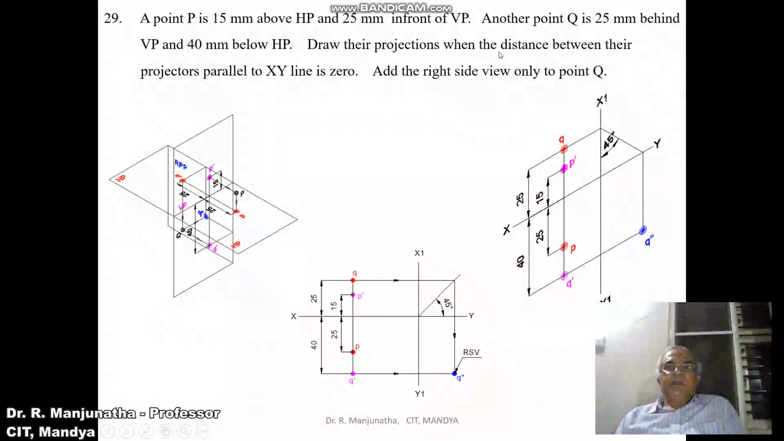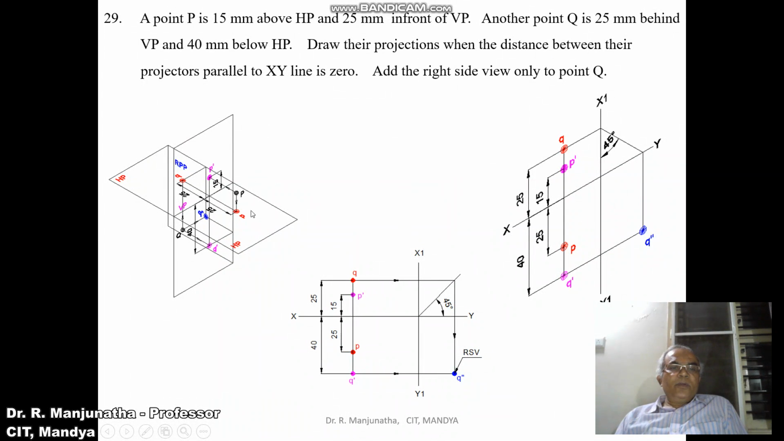Draw the projections when the distance between the projectors parallel to XY line is 0 mm. That means we have the projector P and also the projector Q. Both will be on the same line. So that is the meaning of this. Now, add the right side view only to the point Q.